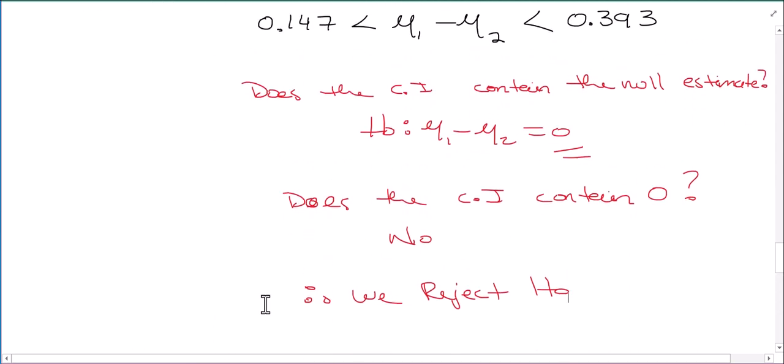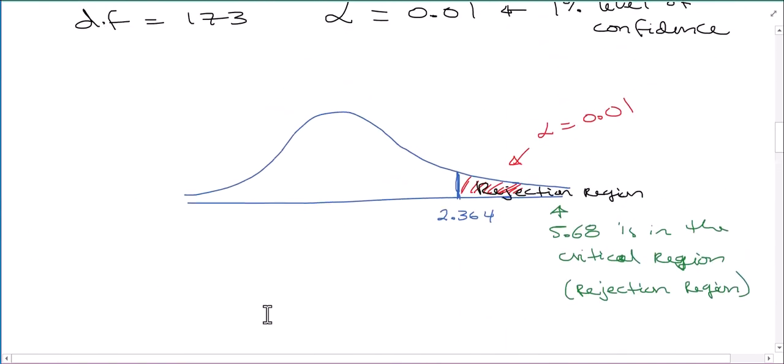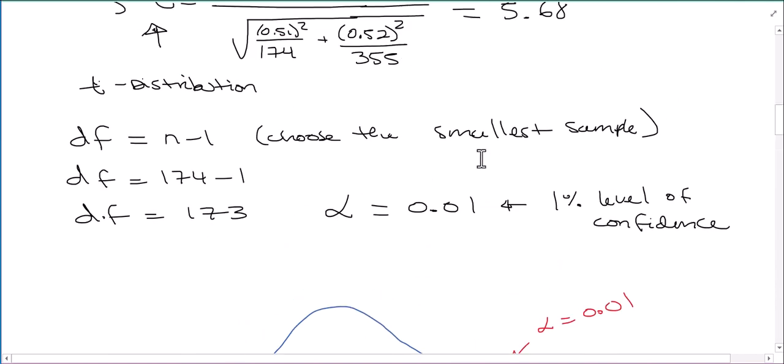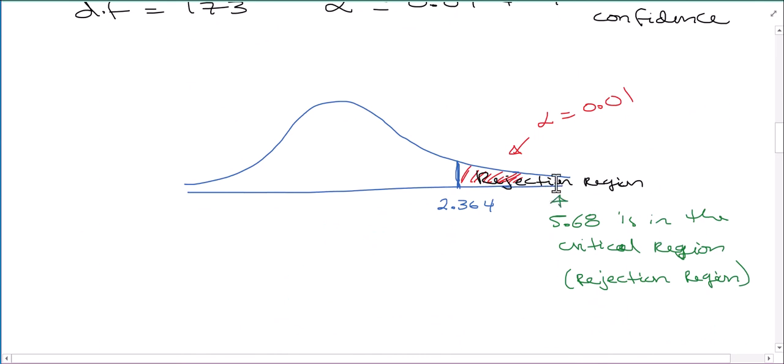So that's how you do all three: p-value, critical region, and confidence interval. And those go hand in hand, right? Notice how essentially this is the critical region, which is the rejection region, is what's shaded. So if your standardized statistic falls in that region, in the critical region, then you reject the null.